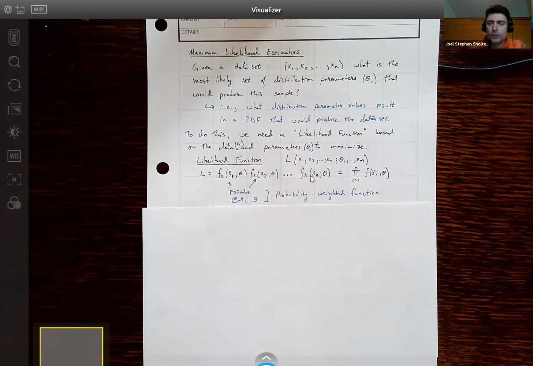And the idea is if we multiply all these PDFs together, we're essentially getting a probability weighted function at each value or at each observation that we have. And so what that ends up being is a product function. So pi means product. It's the same as if we had sigma for S for sum. In this case, we're just multiplying each thing by itself or by the next PDF at that value.